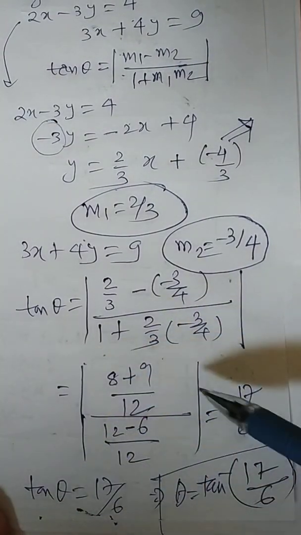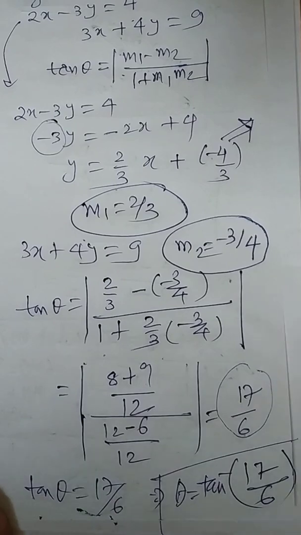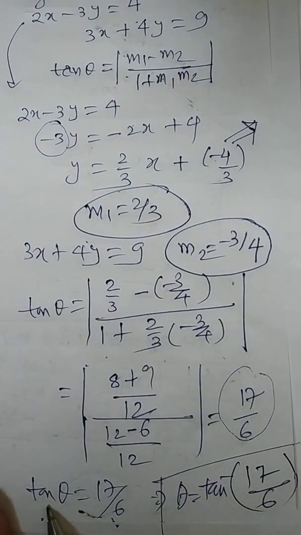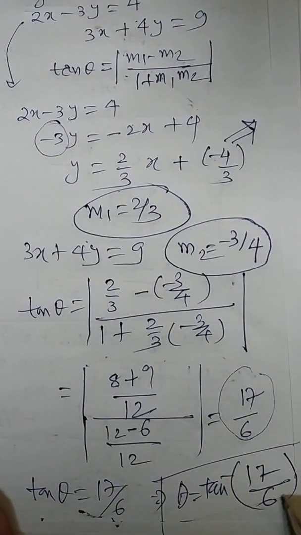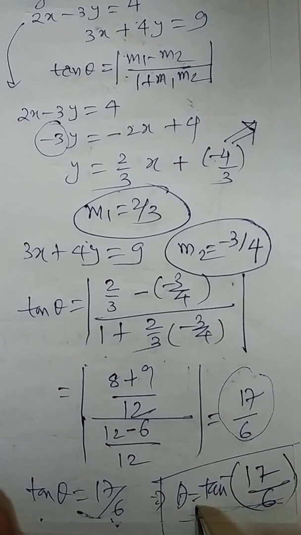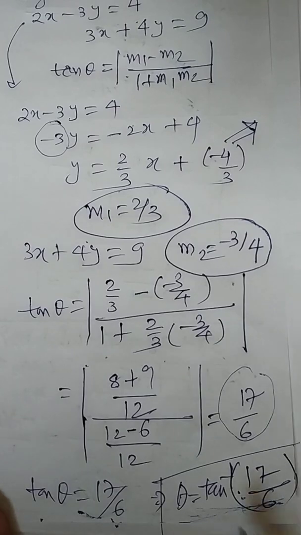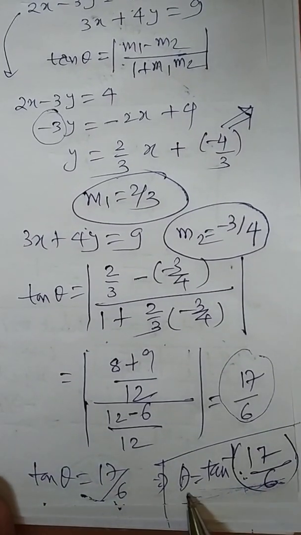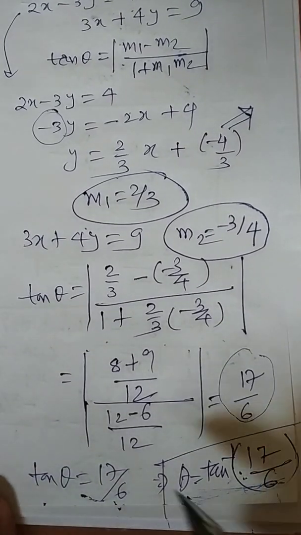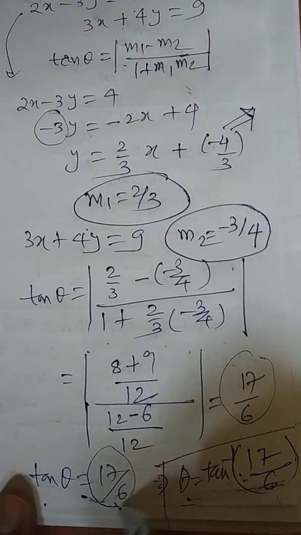So now you are getting tan theta is 17 by 6. So tan theta is equal to 17 by 6. Sometimes when you read the reference book, it is shown like this. Do not worry about this; I will explain it next year, not now. Theta is tan inverse of 17 by 6. So you just conclude your sum by writing this.